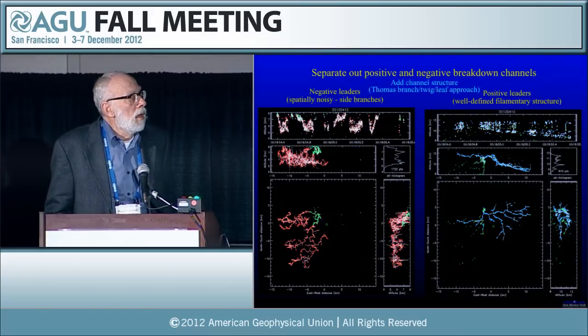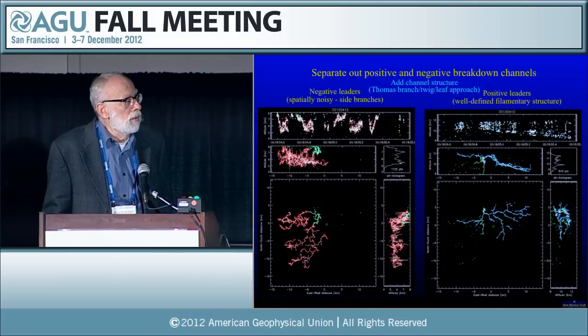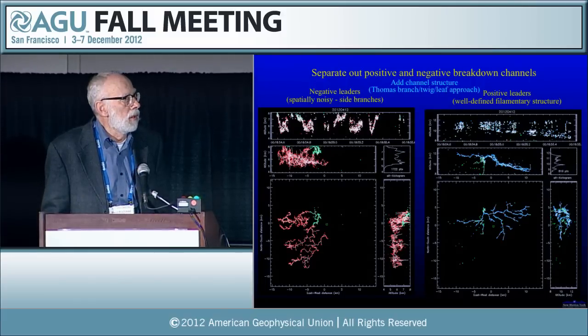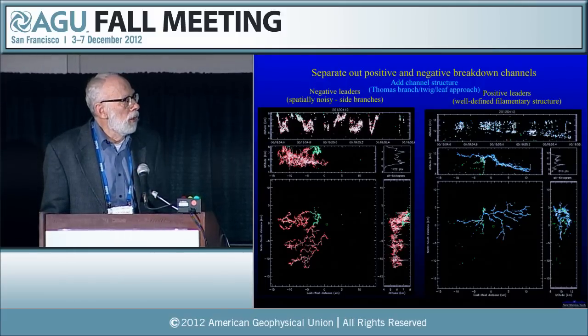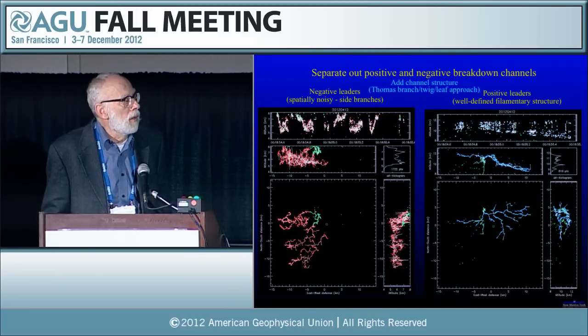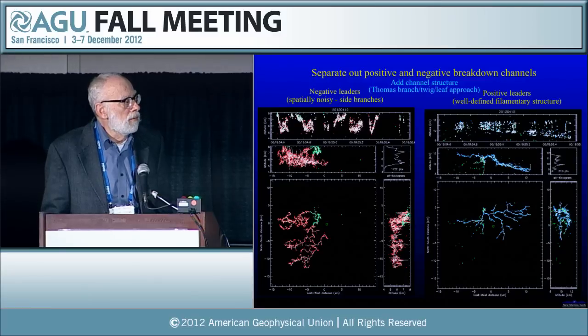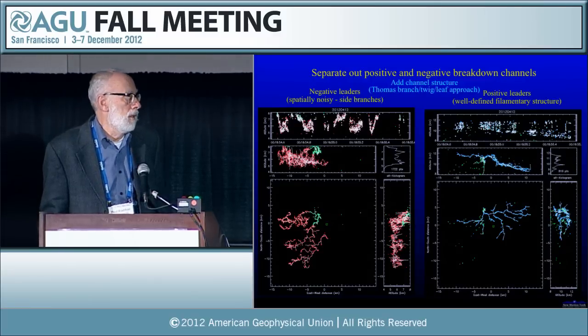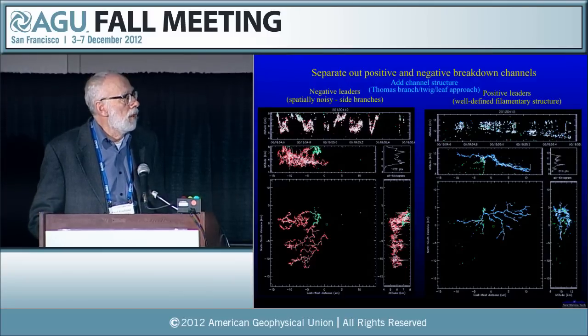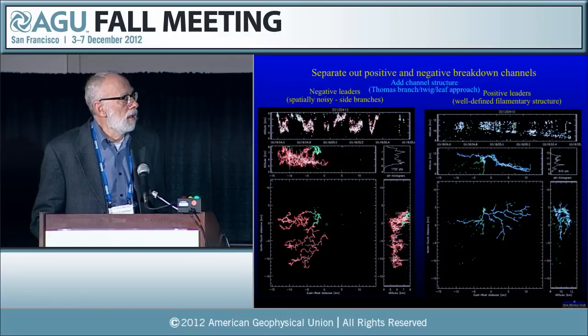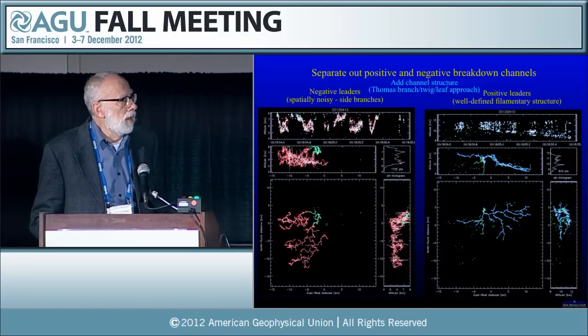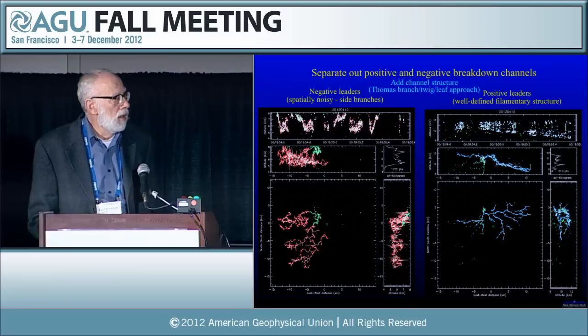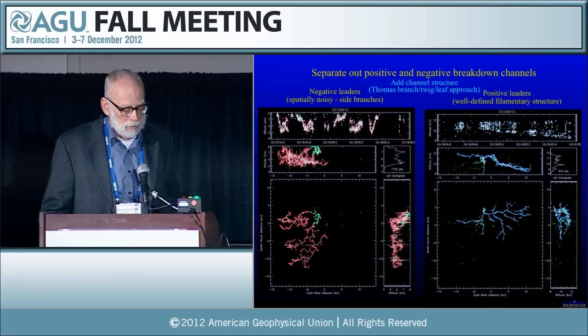So this is Ron Thomas's analysis of the flash length, which Eric showed, and this shows how the positive breakdown is very filamentary, finely structured, not a lot of tortuosity, not a lot of side branches, whereas the negative breakdown is much more noisy due to side branches.